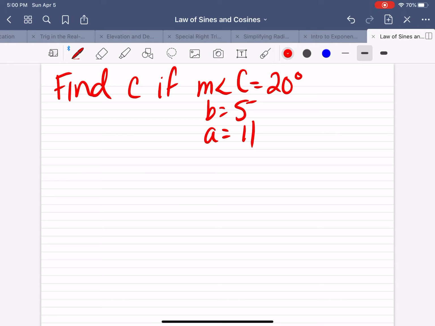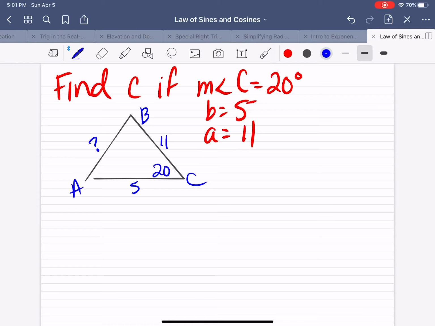Now go ahead and solve for side c, if the measure of angle C is 20, side b is 5, and a is 11. So pause the video, try, and then come back. I'm going to start by drawing the picture. The measure of angle C is 20, the measure of side b is 5, and the measure of side a is 11. So we are trying to find side c.